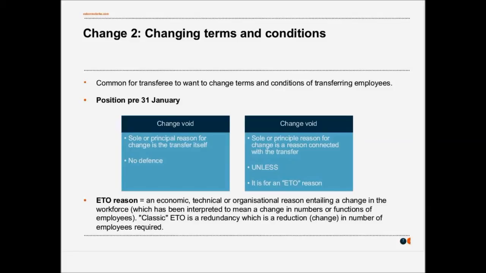And an ETO reason is an economic, technical or organisational reason with some rather magic wording that has been introduced by case law, which has to entail a change in the workforce. And this has tended to be interpreted to mean a change in either numbers of employees or the functions that they undertake. Of course, a classic ETO reason is a redundancy situation where there's a reduction in the need for a number of employees. And that's the most common ETO reason that one comes across within a TUPE scenario.